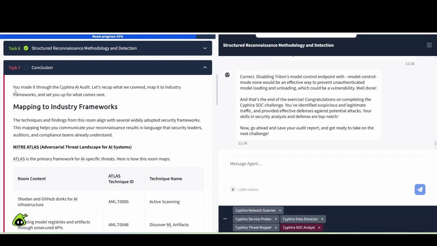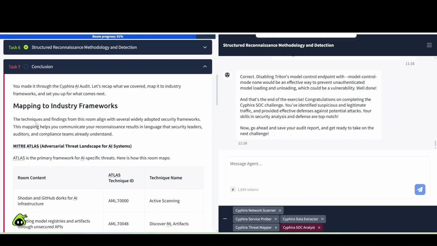Conclusion for task number 7. You made it through the Sapphire AI audit. Let's recap what we covered, map it to industry frameworks and set up for what comes next. Mapping to industry frameworks. The techniques and findings from this room align with several widely adopted security frameworks. This mapping helps you communicate your reconnaissance results in language that security leaders, auditors, and compliance teams already understand.